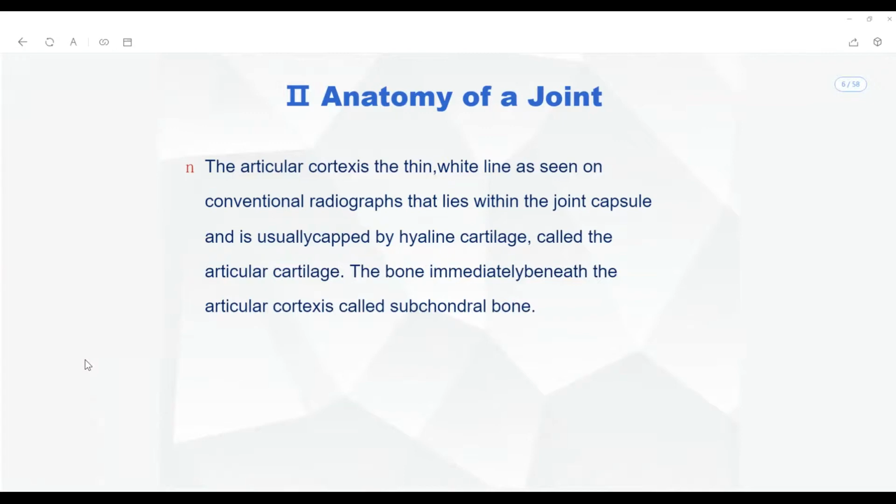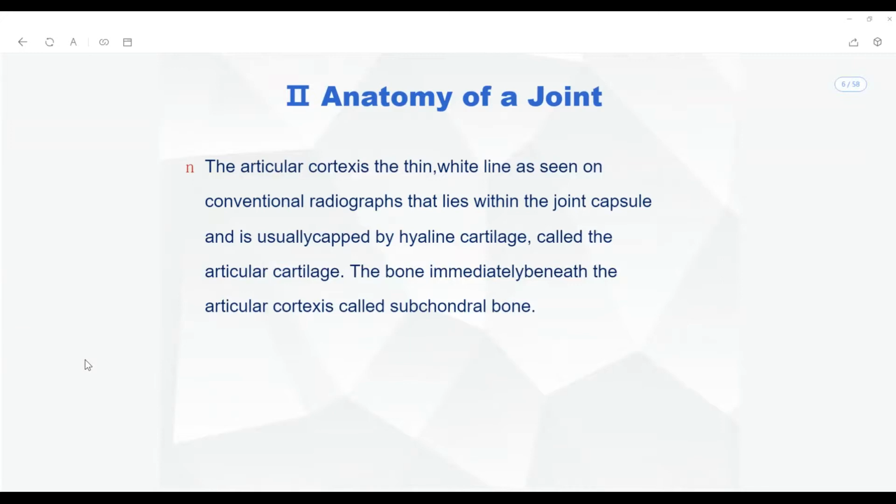So, remember once again, the articular cortex looks like a thin white line, and it has to be present within the joint capsule. It should be covered by the hyaline cartilage, which is actually called the articular cartilage. And the bone immediately beneath it, consisting of the epiphysis, metaphysis, and the diaphysis, is called the subchondral bone, right?